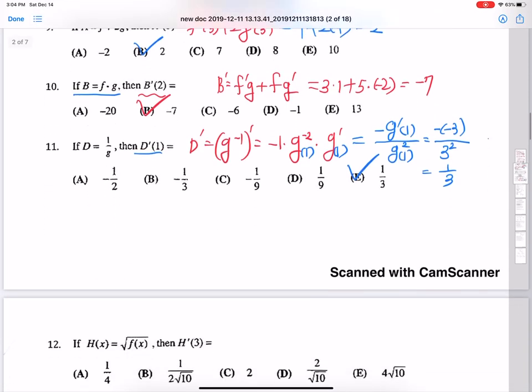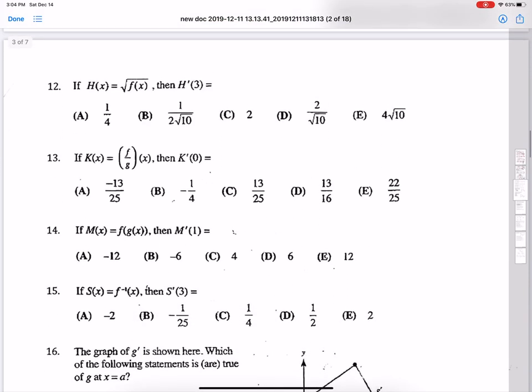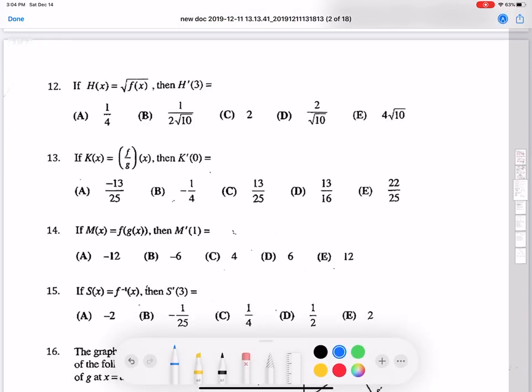Number 12. Number 12 asks you h prime of 3, but h(x) is given. h(x) is the square root of f of x. So h prime is what? 1 over 2 square root of f(x) times f prime of x by chain rule. We have to find h prime of 3. So we need f prime of 3 over 2 times square root f3. So what is f3 and f prime of 3?